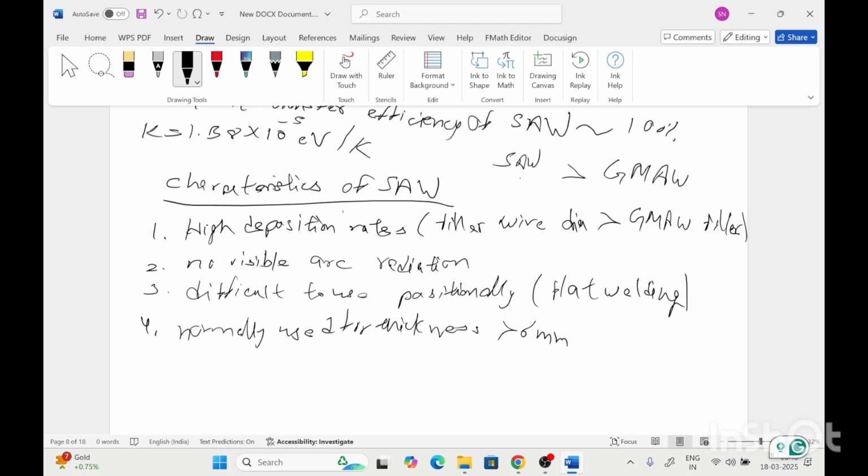The next point is that it is difficult to use positionally, meaning we cannot do vertical welding and overhead welding, because in that condition we cannot provide the flux protection, so only flat welding can be done by submerged arc welding. Then it is normally used for thickness greater than 6 mm, so thicker sections can be easily welded.